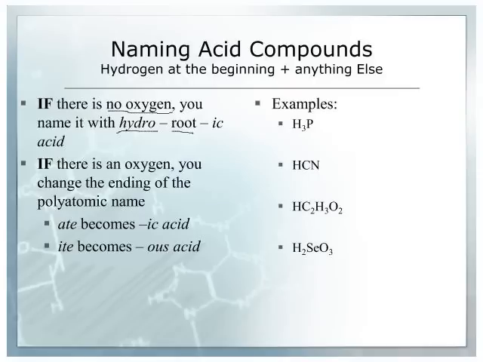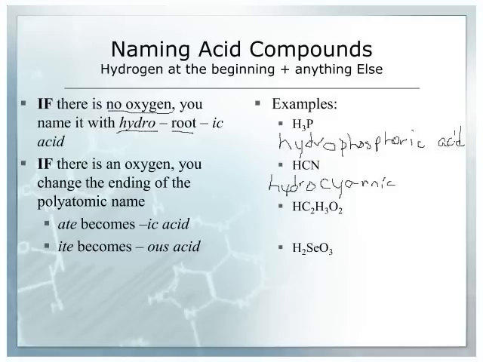So this first example, H3P, we have no oxygen, so it's hydro. The P is phosphorus, so we say phosphor is our root. And we end in ic and acid. Okay, the next one, HCN, we still have no oxygen, so we still have hydro. But we're going to have to look up what CN is on our polyatomic ion list, and that's cyanide. So we change that ending to ic, so hydrocyanic acid.